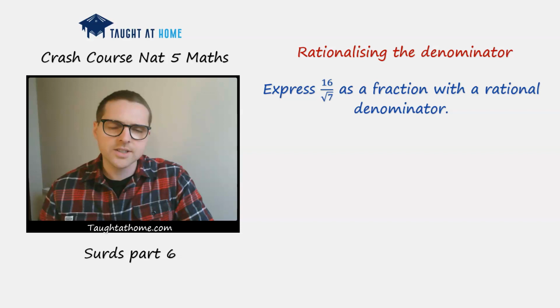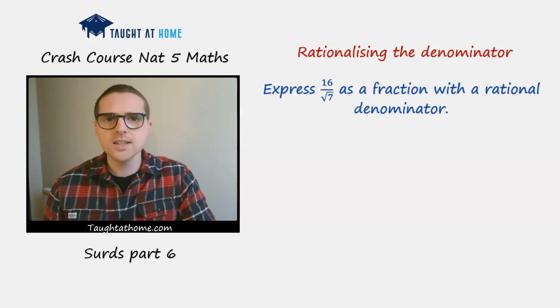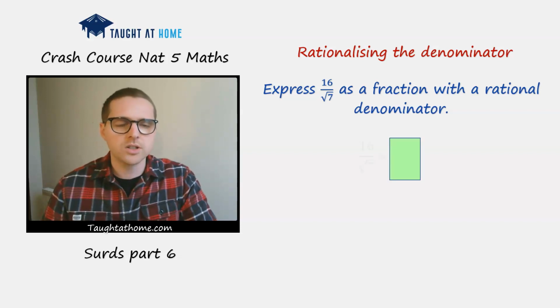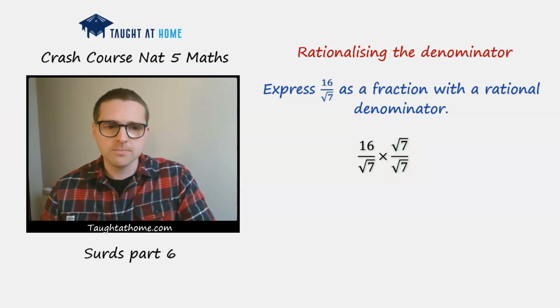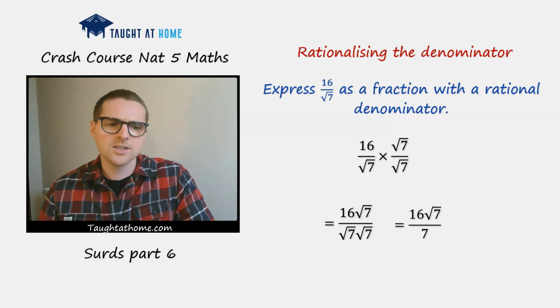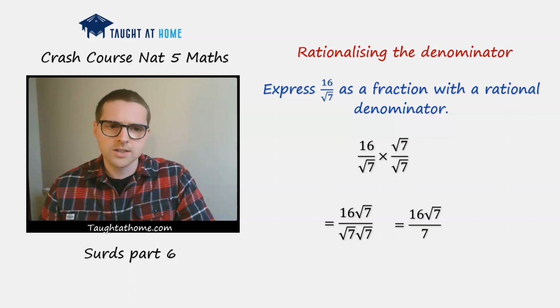So let's have another go. 16 over root 7. Let's express this as a fraction with a rational denominator. We're going to multiply top and bottom by root 7. And what we get is 16 root 7 over 7.